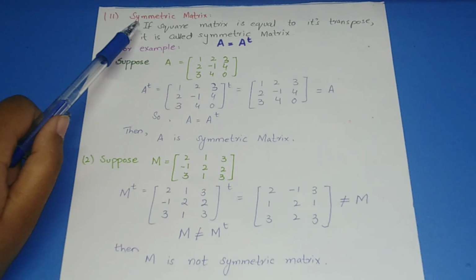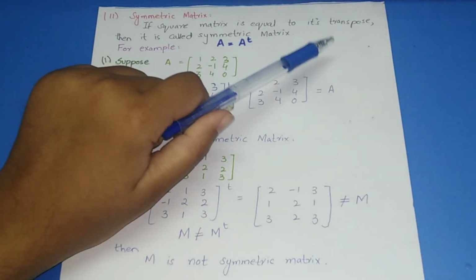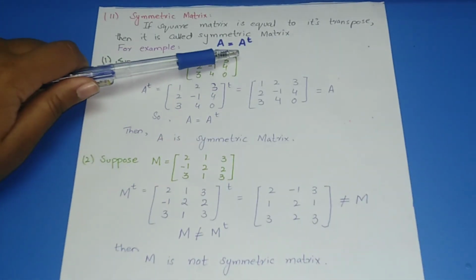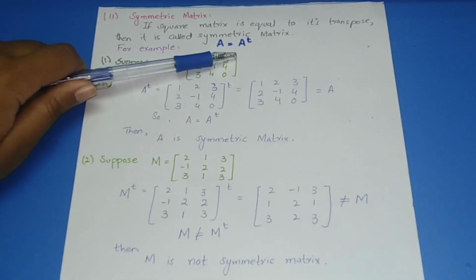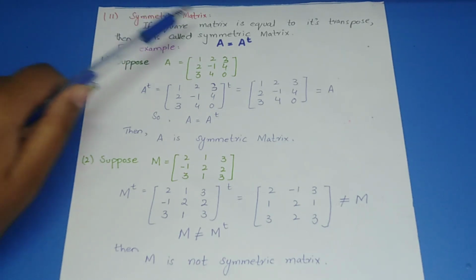The 11th type is symmetric matrix. If square matrix is equal to its transpose, then it is called a symmetric matrix. Here is the condition of the symmetric matrix, that if the matrix is equal to its transpose, then we call a matrix a symmetric matrix.